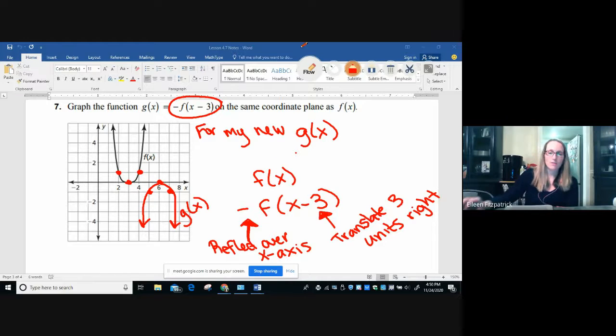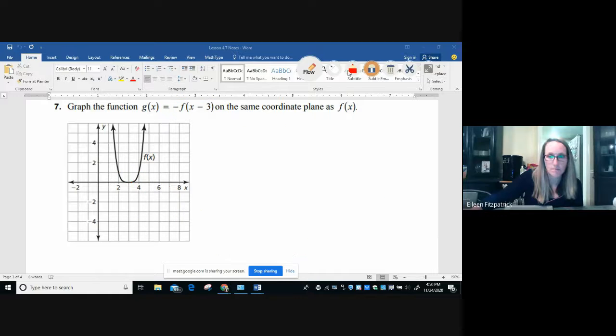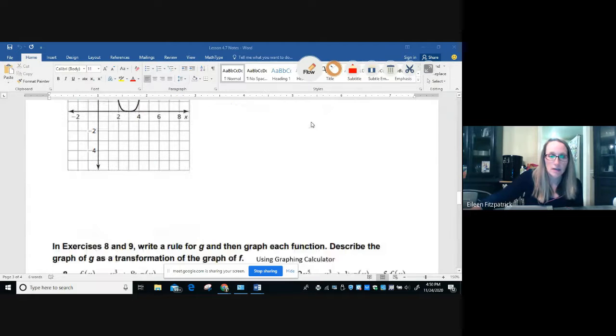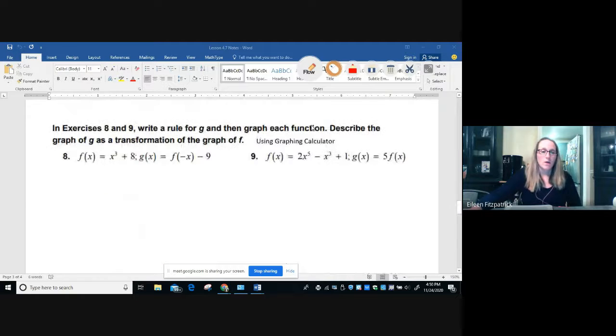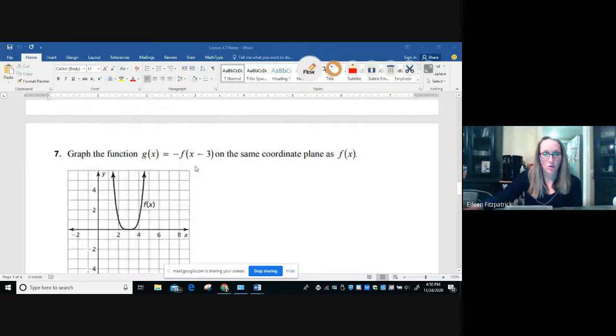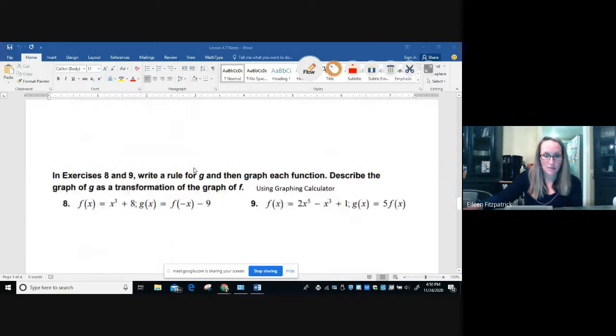I know the notation's a little tricky to understand what you're supposed to do for that problem, but hopefully that makes more sense now. Let me just see how many more I'm going to do. For exercises 8 and 9, write a rule for g, then graph each function. Describe the graph of g as a transformation of the graph of f of x. Again, these are graphing calculator problems, so the notation looks similar to what we just saw up here. Hopefully it makes more sense.